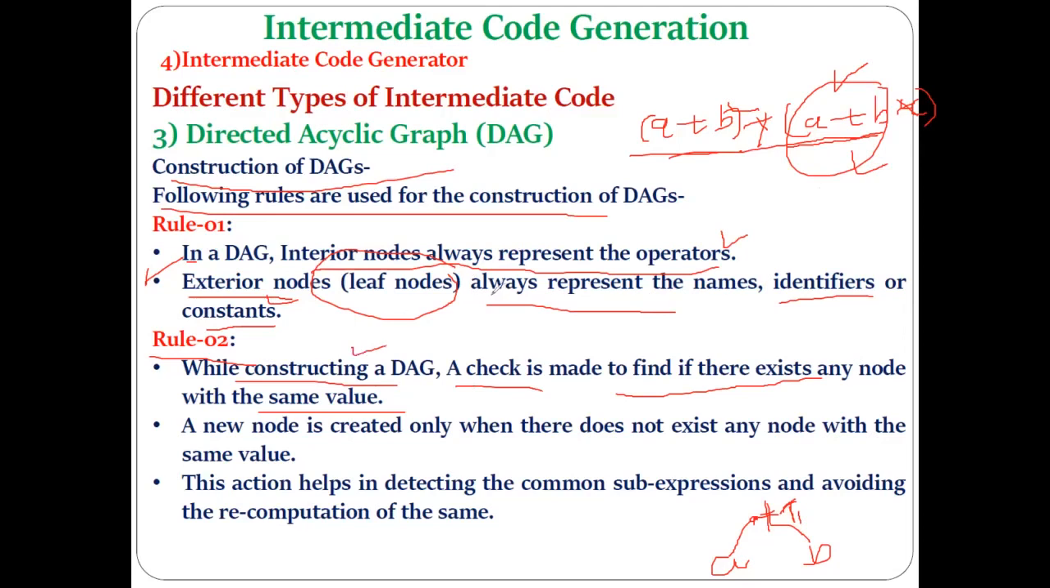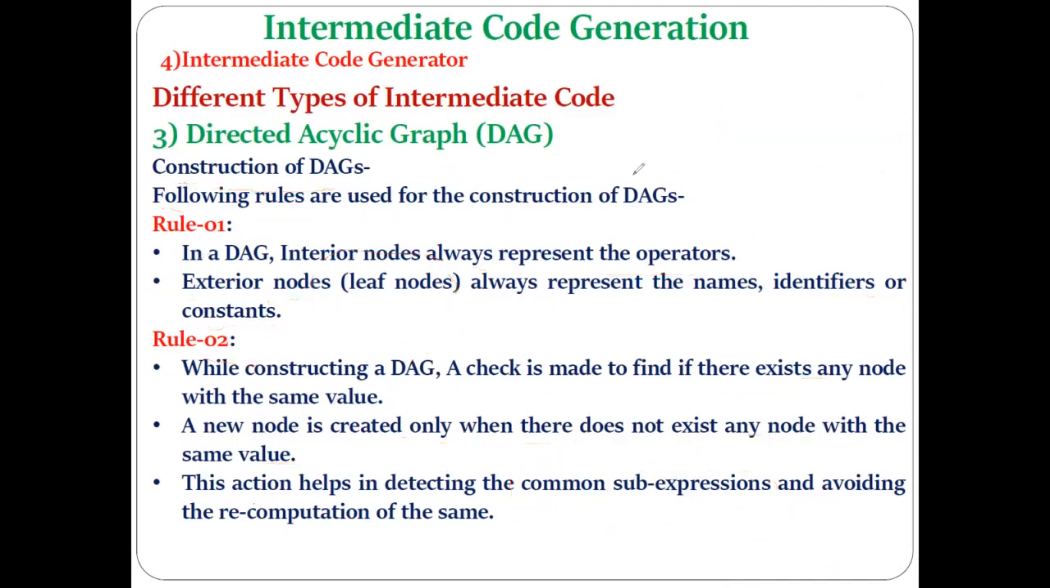As I said, DAG doesn't contain any kind of node for the repeated value. Understood. And DAG doesn't contain any cycle also. So that is mentioned in the second rule. A new node is created only when there does not exist any node with the same value. Means a new node will be created only for the unique values. So that is mentioned in rule two. Because of the second rule, common sub expressions can be easily determined, identified, or recognized. So these are the two important rules. In the first rule I told you, interior nodes contain the operators, exterior nodes contain the operands, and the second rule indicates that for the unique values only the nodes will be created.